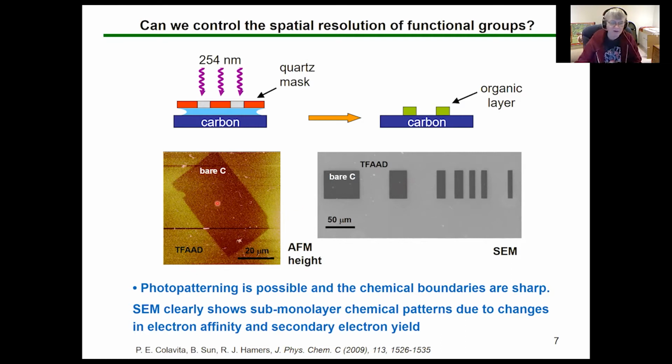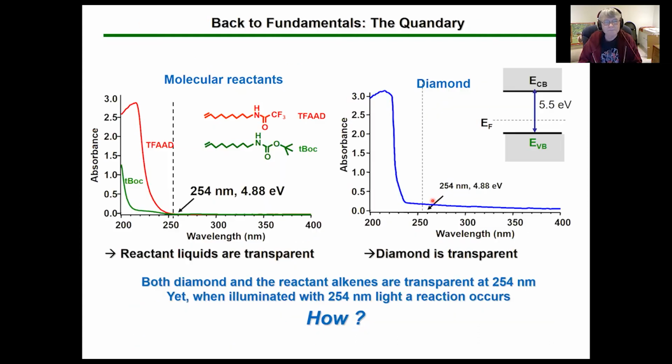So the pattern seen in AFM can also be observed in SEM. I found this actually really remarkable that you can see a single monolayer with good contrast in the scanning electron microscope. And this is simply a consequence of the fact that a molecular layer can dramatically change the secondary electron yield. And therefore you build up chemical contrast, even from something that's only, say, 1 nanometer thick, when you view it in scanning electron microscopy.